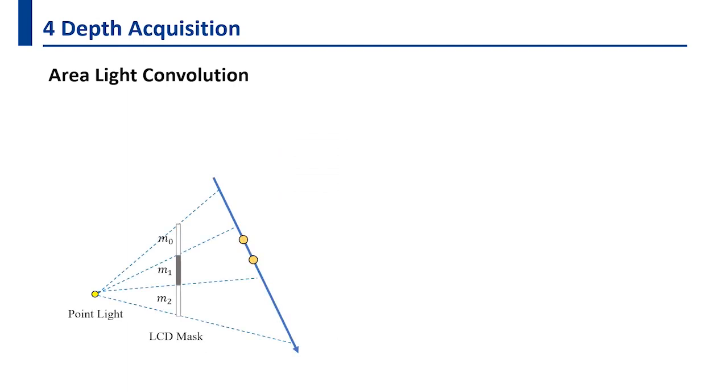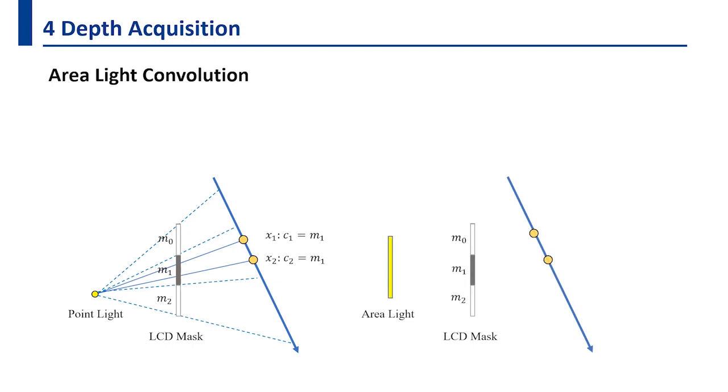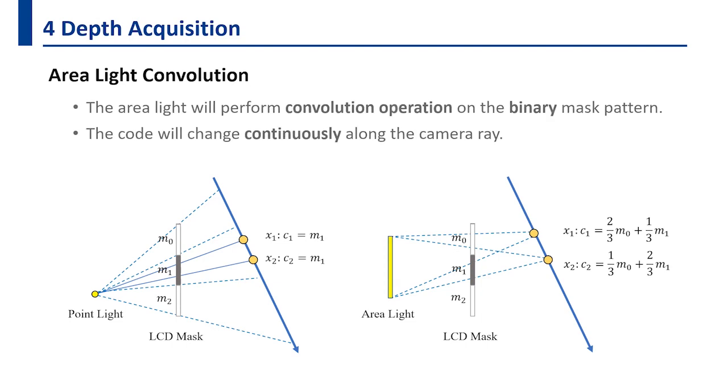In the case of an ideal point light, sampling candidates along the camera ray still cannot improve accuracy, because the code vectors of candidates x1, x2 are the same under a point light, since they physically correspond to the same mask pixel. But for an area light in our setup, the codes could be different as they are different physical mixtures of neighboring mask pixels. It shows that the area light performs a convolution operation on the mask pattern and the code could change continuously along the camera ray. This idea makes it possible to achieve a higher accuracy beyond the low resolution of the LCD mask.